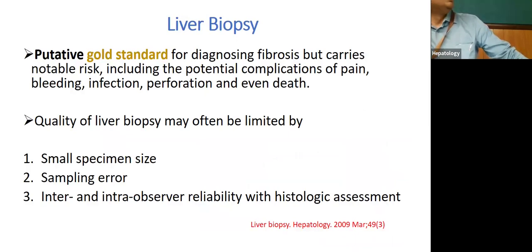The second point is that it is an invasive test which has a risk of complications. Pain is very common, and a lot of these patients will have thrombocytopenia and coagulopathy. So there is risk of bleeding, infection, perforation, and sometimes even risk of death because of excessive bleeding. The quality of the specimen is also very important. It has to be a good size sample, and it has to be read by a very good and experienced pathologist because it is observer dependent. So these are certain limitations of liver biopsy.